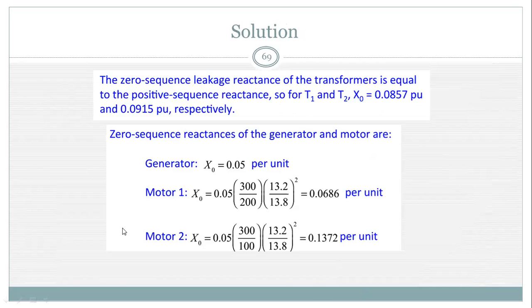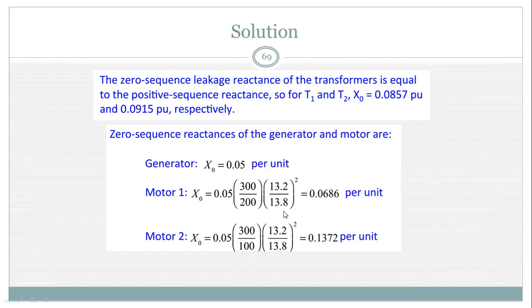So we can easily calculate the zero sequence reactance for motors M1 and M2: 13.2 kilovolt is the old base, 13.8 is the new base, 300 is the new power base, and 200 is the old power base for motor 1 and 100 for motor 2. So we can easily calculate the per unit reactances for M1 and M2.